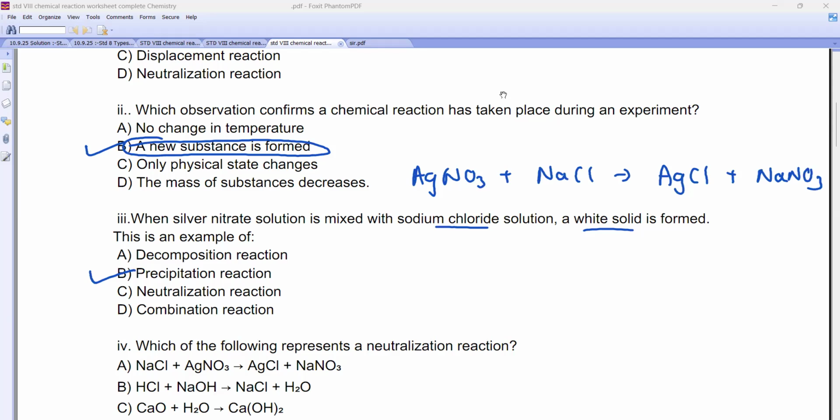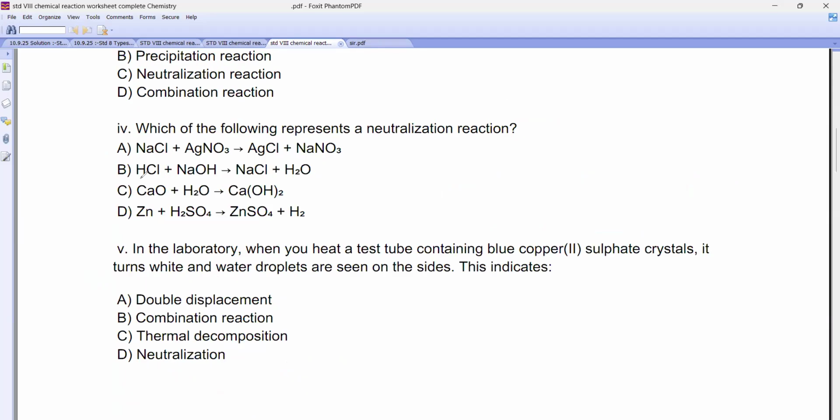Which of the following represents neutralization? For neutralization, you should have an acid react with a base. So this HCl is my acid, NaOH is my base. It is giving me salt and water. So this is my answer, B. Okay. Any difficulty here? No, sir.